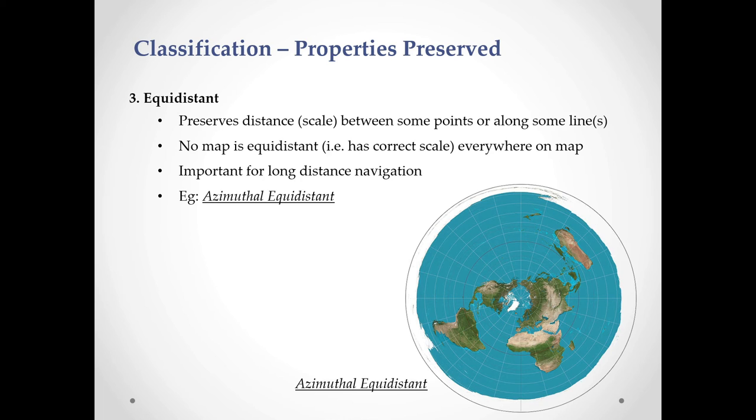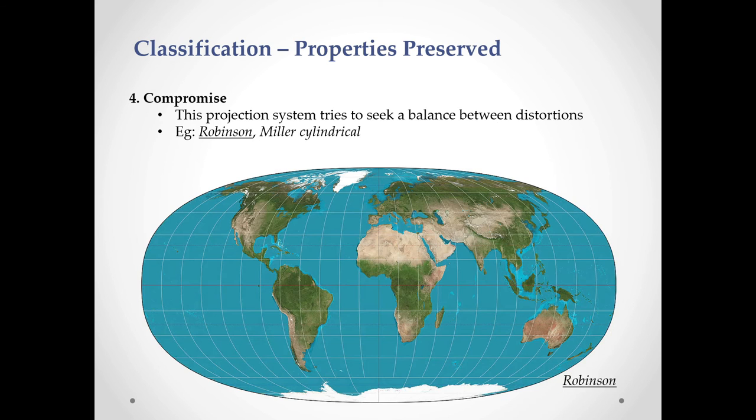Next one, equidistant. Here it preserves distance on scale between some points or along some lines. No map is equidistant, that is, has correct scale everywhere on the map. Important for long distance navigation. For example, azimuthal equidistant. Compromise: this projection system tries to seek a balance between distortions, for example, Robinson, Miller cylindrical.